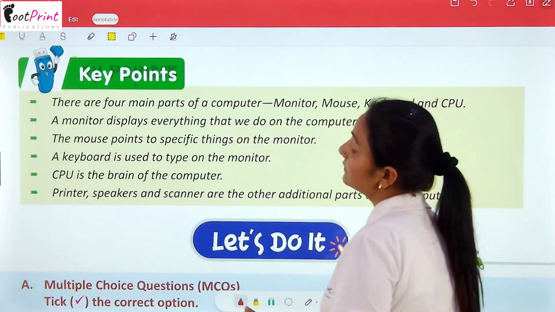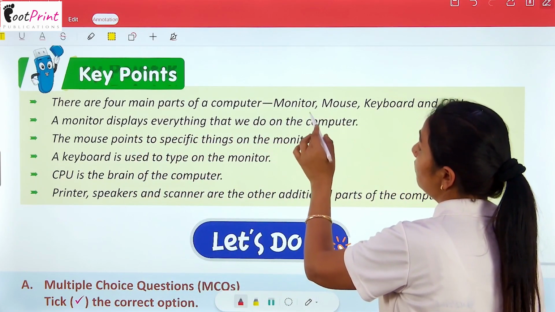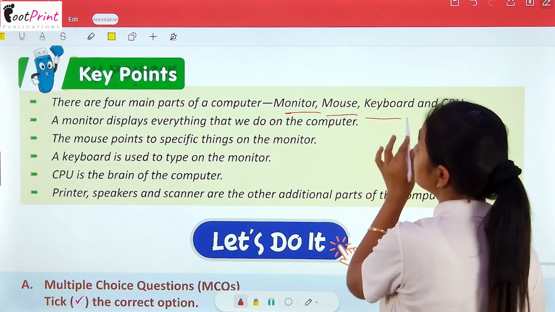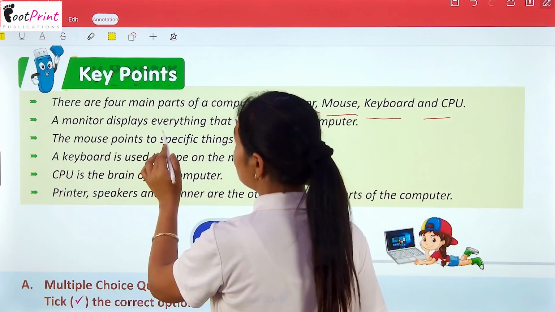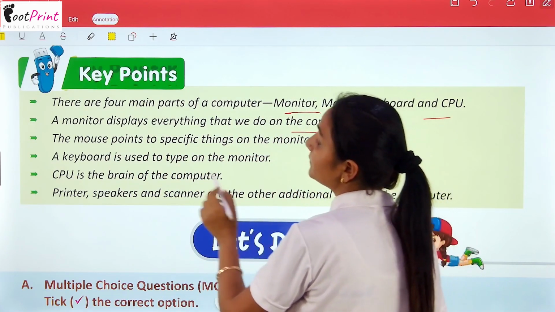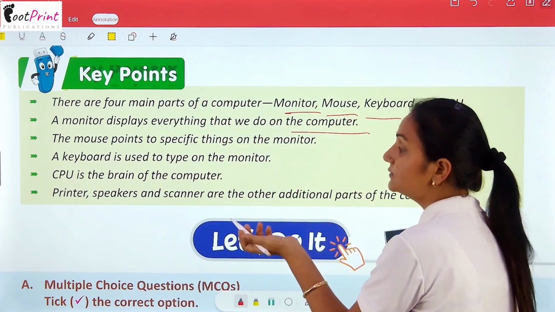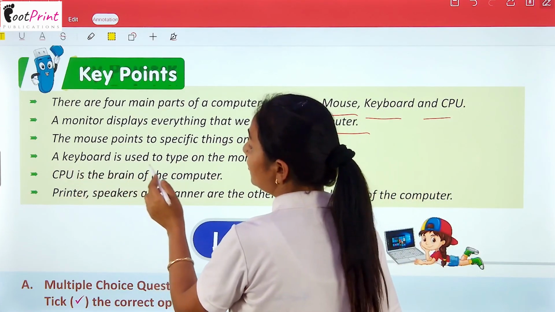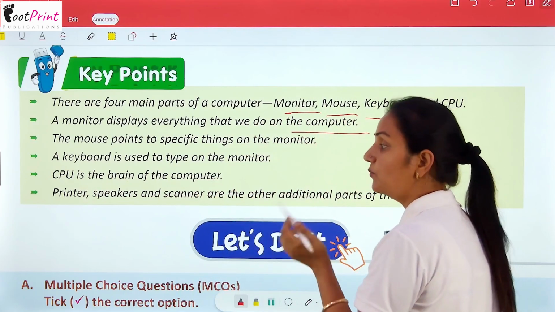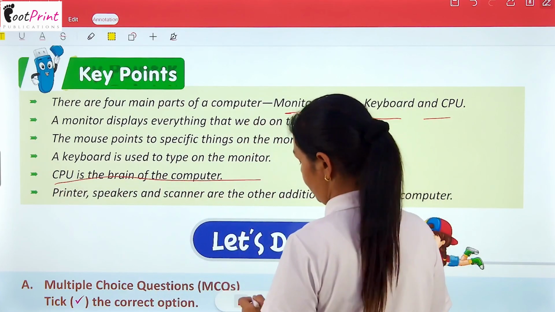The key points. There are four main parts of a computer: monitor, mouse, keyboard and CPU. A monitor displays everything that we do on the computer. The mouse points to specific things on the monitor. A keyboard is used to type on the monitor. CPU is the brain of the computer.